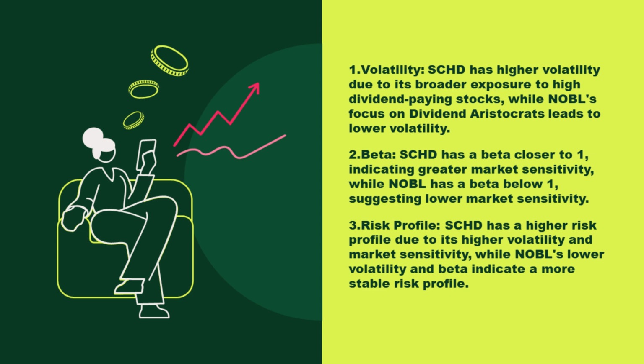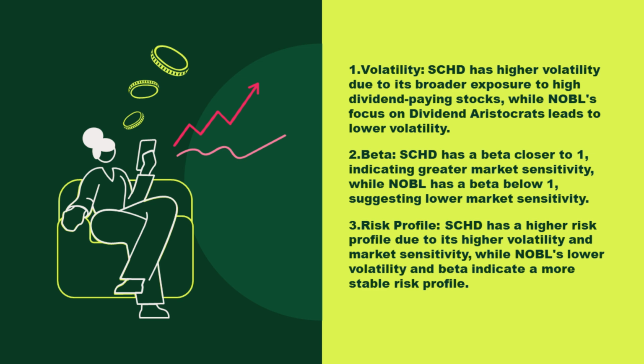Beta is a measure of an asset's sensitivity to overall market movements. A beta greater than 1 indicates that the asset tends to be more volatile than the market, while a beta less than 1 indicates less volatility relative to the market. Historically, SCHD has a beta close to or slightly above 1, indicating that it tends to move in line with or slightly more than the market. This reflects its exposure to a broad set of dividend-paying stocks that may react to market conditions in a manner similar to the broader market.